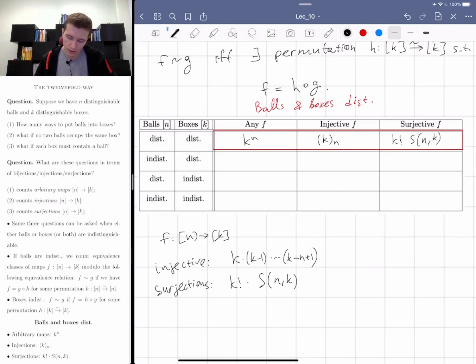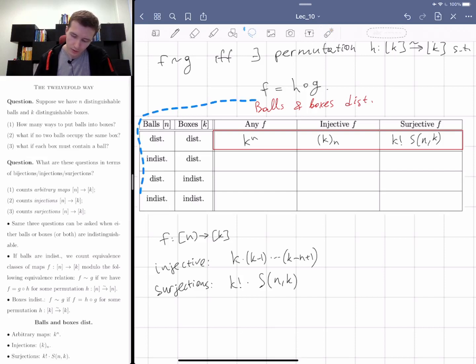Right. So these S(n, k) count set partitions of bracket n into k blocks, which are non-empty and disjoint. For S(n, k) you forget the order, but if you want to count surjections, then you don't forget the order. So yeah, that's the first row of my table.